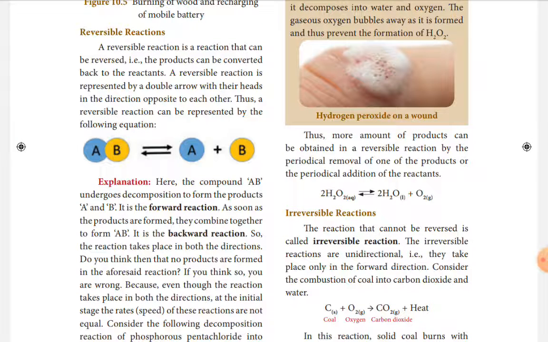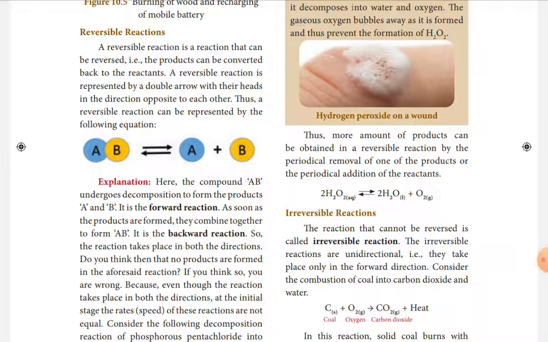So here the compound AB undergoes decomposition to form the products A and B. It is called the forward reaction. As soon as the products are formed, they combine together to form AB. It is called the backward reaction. So the reaction takes place in both directions.